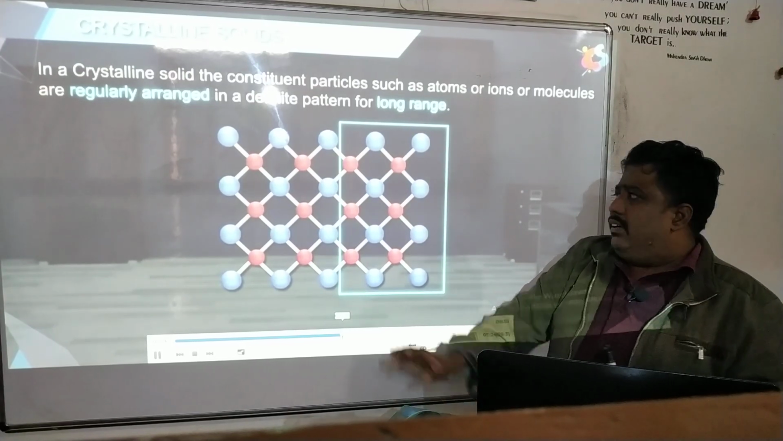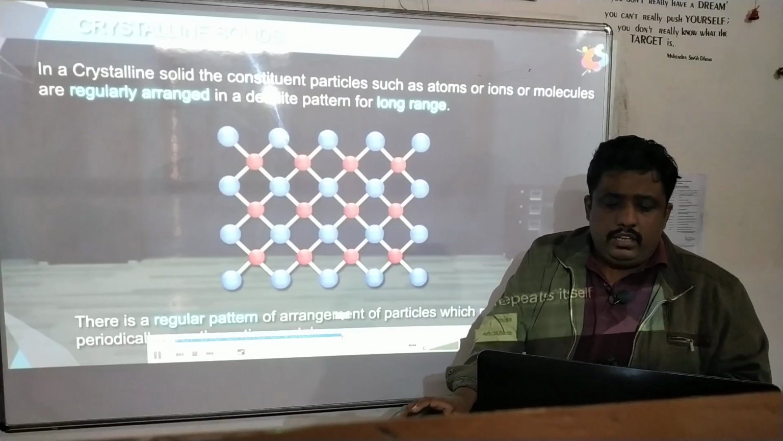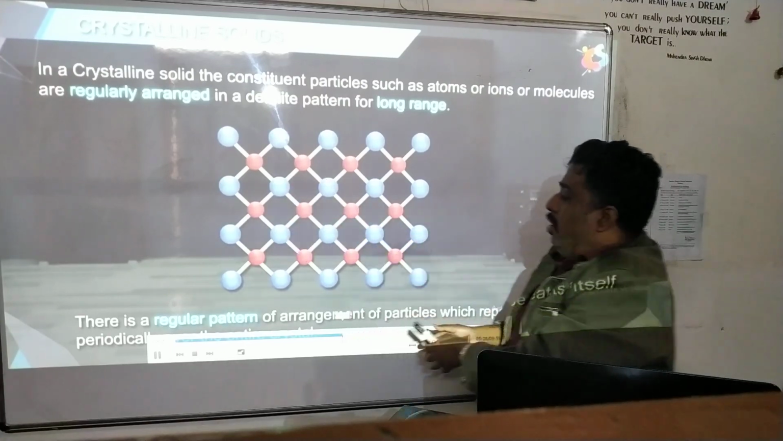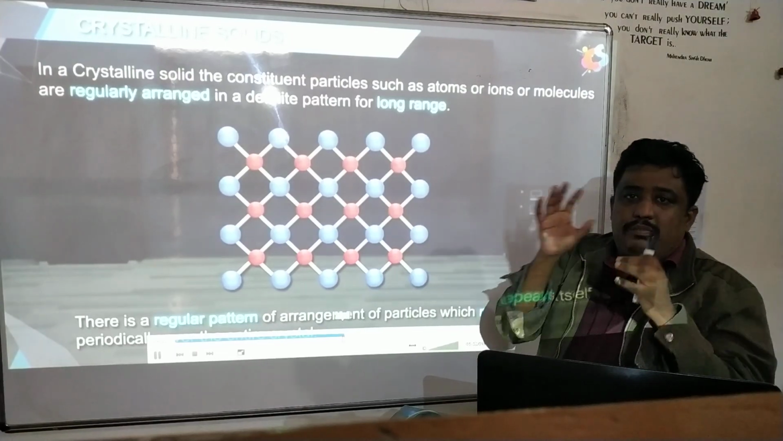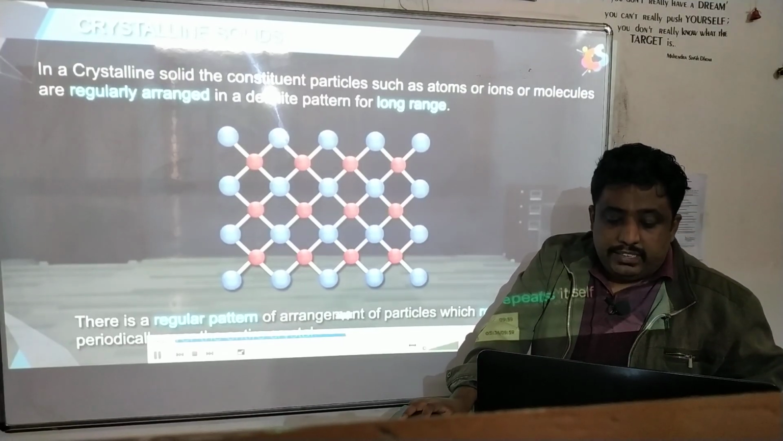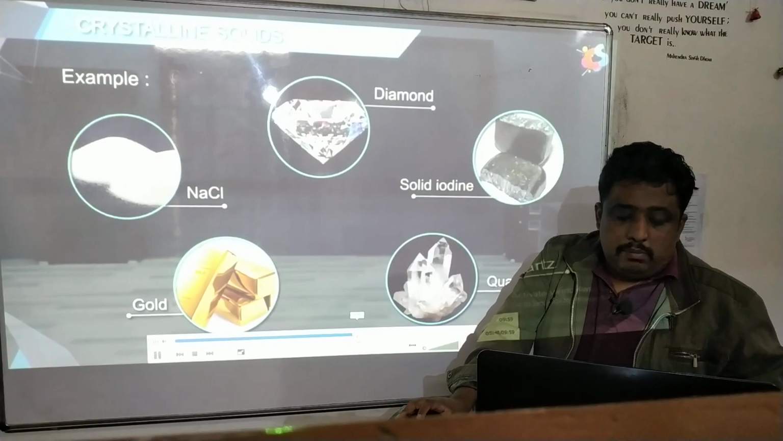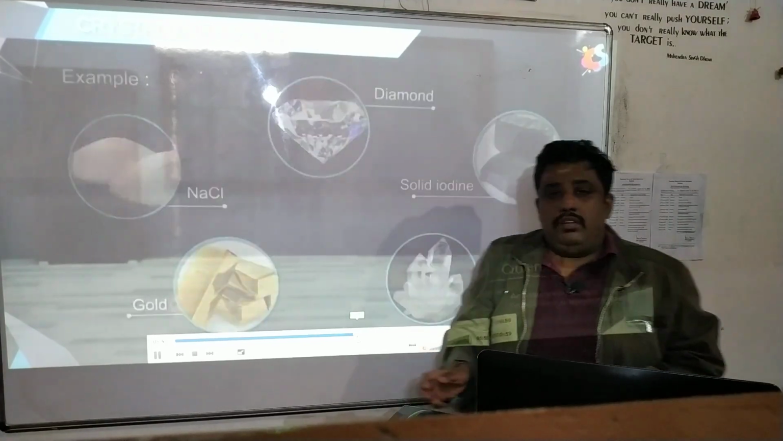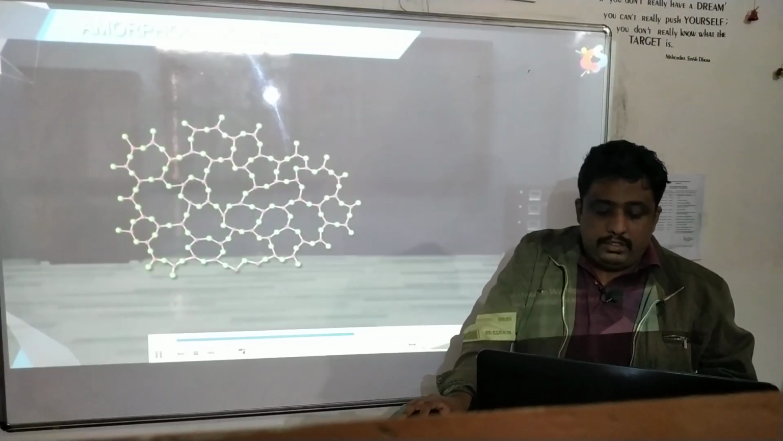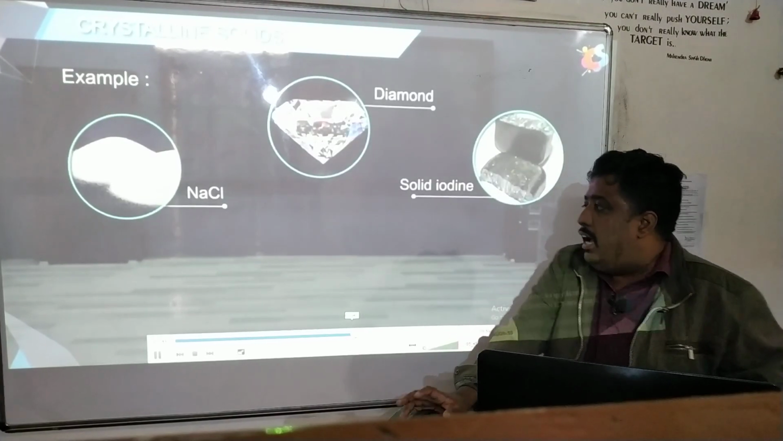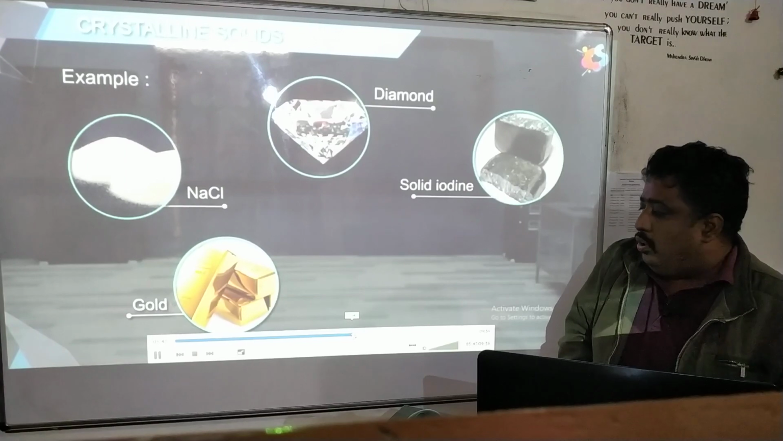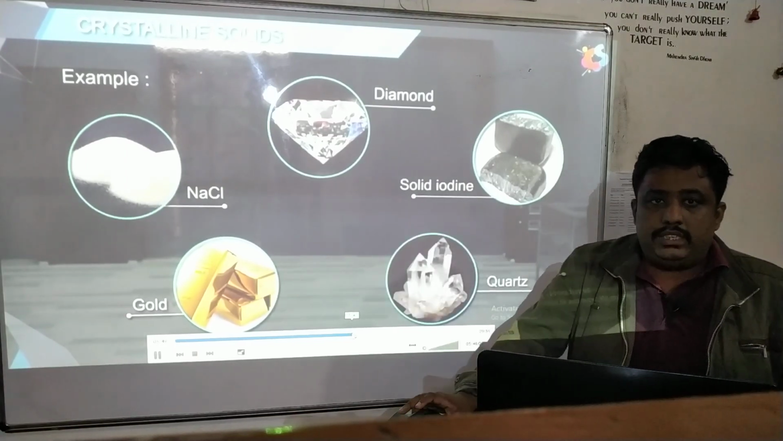So more or less the arrangement of molecules is the same. Okay, if you take this section or if you take that section, right? In the arrangement of the molecules, there is some regular pattern, right? So examples of crystalline are NaCl, okay, diamond, right? You have seen some examples. Let us go through that. NaCl, diamond, solid iodine, you can see on the board, gold, right, and then quartz. These are examples you should keep in mind, right?